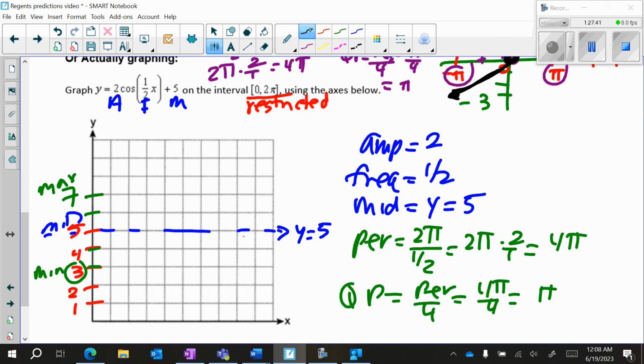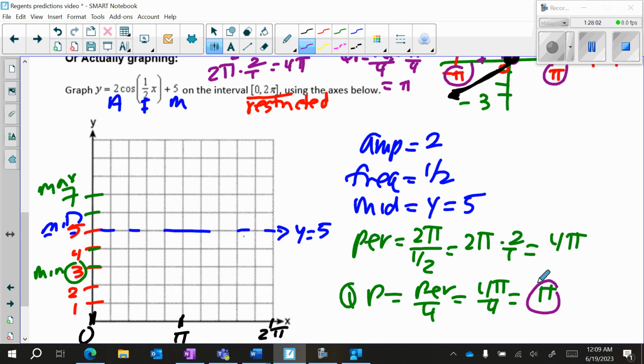So on my x-axis, I'm going to go 0, and then I'm going to go to pi, 2 pi, 3 pi, 4 pi. And they only want me to go to 2 pi. So remember, the quarter points are by pi. So it's going to be 1 pi, 2 pi, 3 pi, 4 pi.